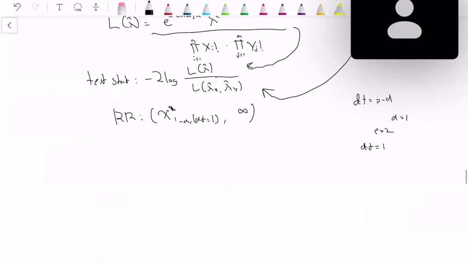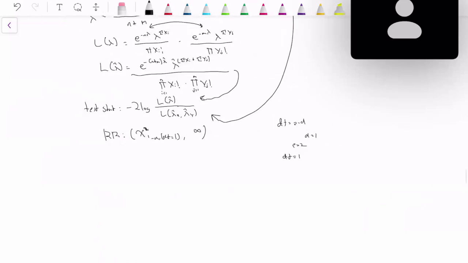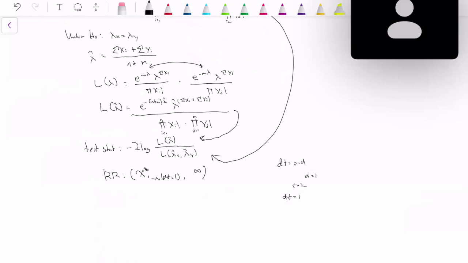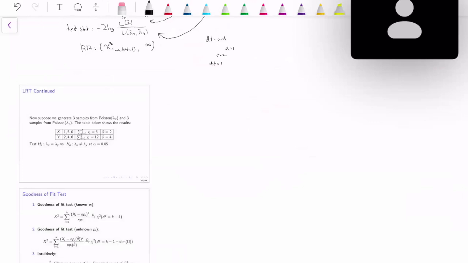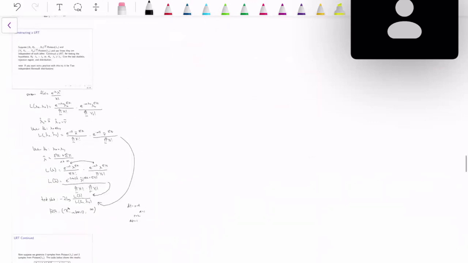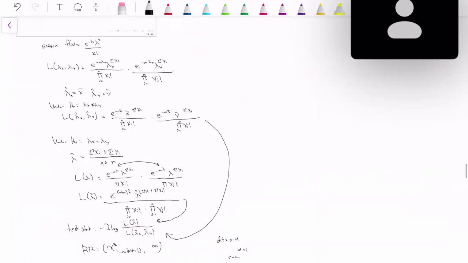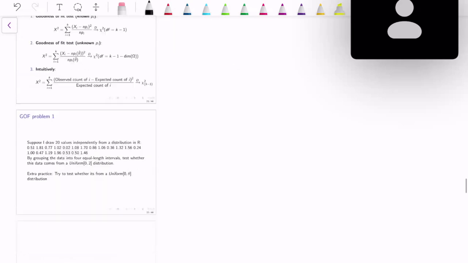Oh, yeah, so this is the test statistic here, and then the rejection region. Okay, any questions for this part here? If not, almost done.